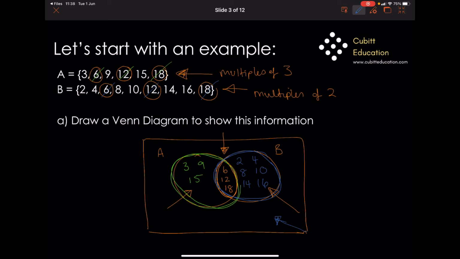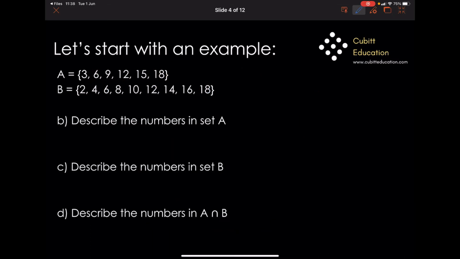Okay, so just to go through a few extra questions. Looking at the same set of numbers, some questions that might come up in the exam could be something like this. Describe the numbers in set A. Well, I've already discussed these with you anyway, but we can see that the numbers in set A are multiples of 3. And we can say that they're all less than 20 if we wanted to, but multiples of 3 would be enough to give you the mark in the test.